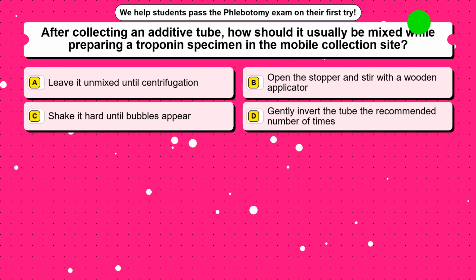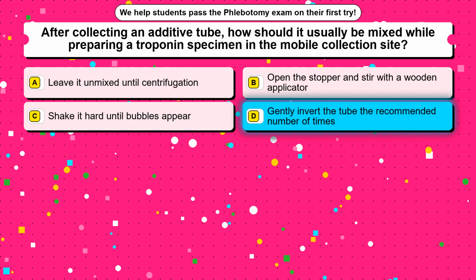Question 33. After collecting an additive tube, how should it usually be mixed while preparing a troponin specimen in the mobile collection site? Option A. Leave it unmixed until centrifugation. Option B. Open the stopper and stir with a wooden applicator. Option C. Shake it hard until bubbles appear. Option D. Gently invert the tube the recommended number of times.